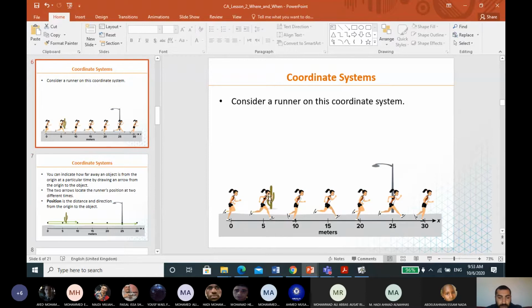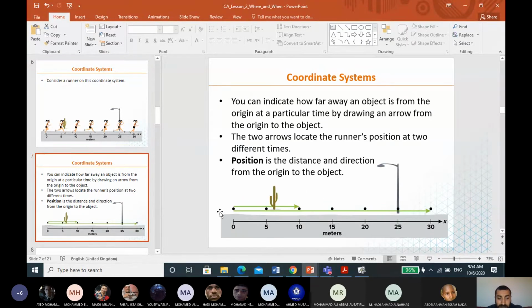When we take off the girl here and replace her with a point, this point is the zero position of the runner. Here is 5 meters, and so on. So if we want to locate this at 10 meters, guys, what will happen here? I will draw a vector from the zero, from the origin, towards the 10.